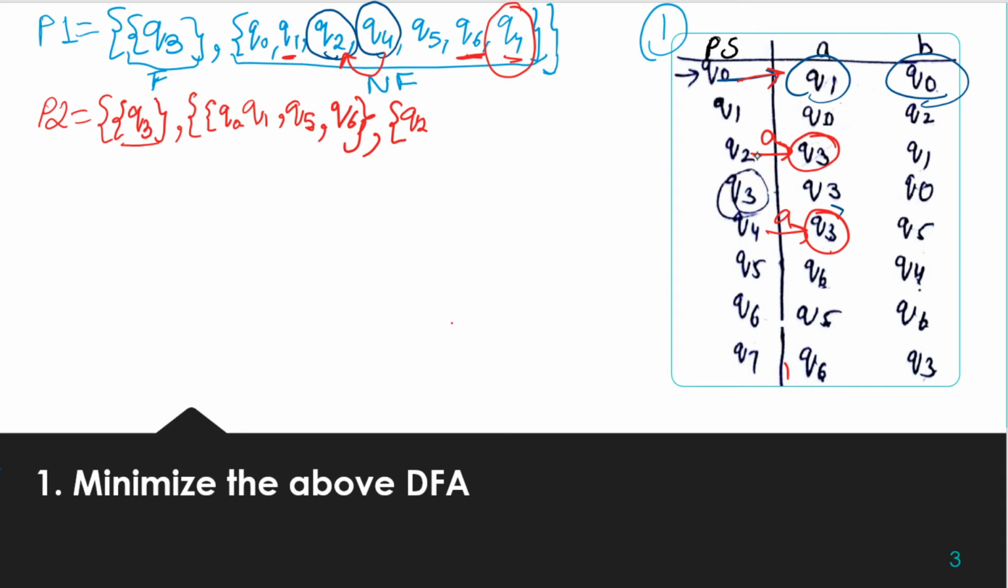Now let's check for input symbol B. For input symbol B from Q2 we are moving to state Q1, and from Q4 we are moving to state Q5, and Q1 and Q5 are part of the same group, that is the group of non-final states from the previous partition. So we can say that Q2 and Q4 are compatible for both the input symbols and can be kept in the same group, and this group should not be closed here.